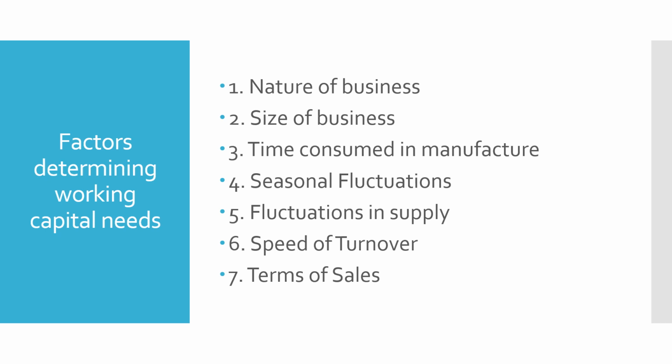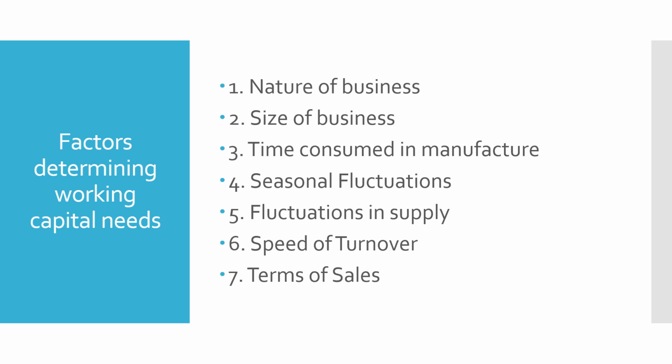If the supply of raw materials is irregular, companies are forced to maintain huge stocks to avoid stoppage of production. In such a case, working capital requirement will be high. And the next is speed of turnover. A concern, say a hotel, which effects sales quickly, needs comparatively low working capital. This is because of quick conversion of stock into cash. But if the sales are slow, more working capital will be required.